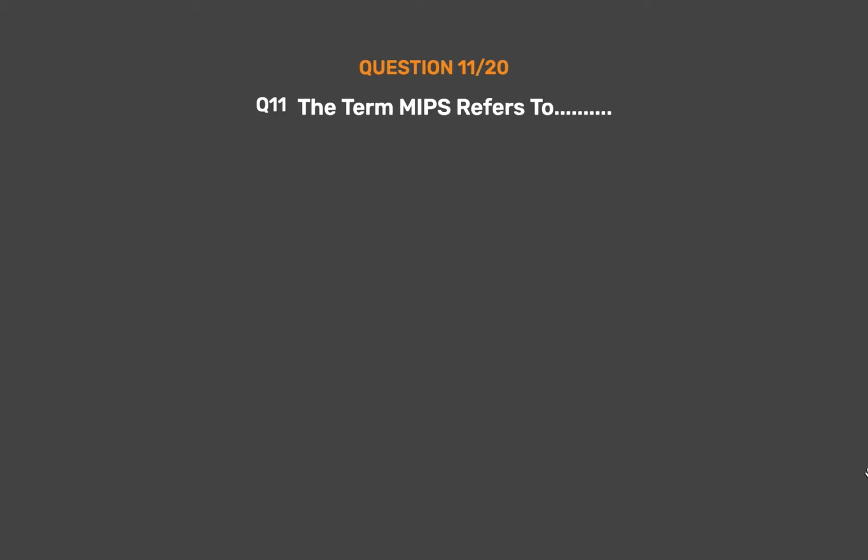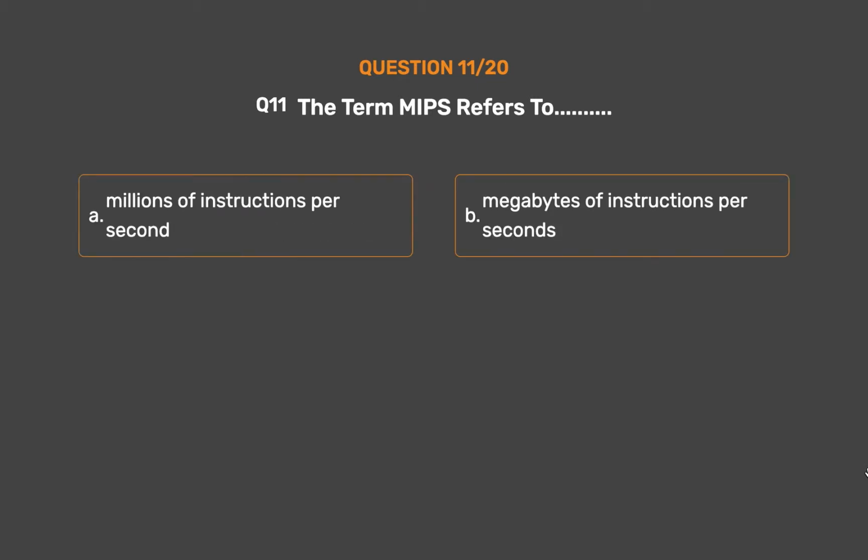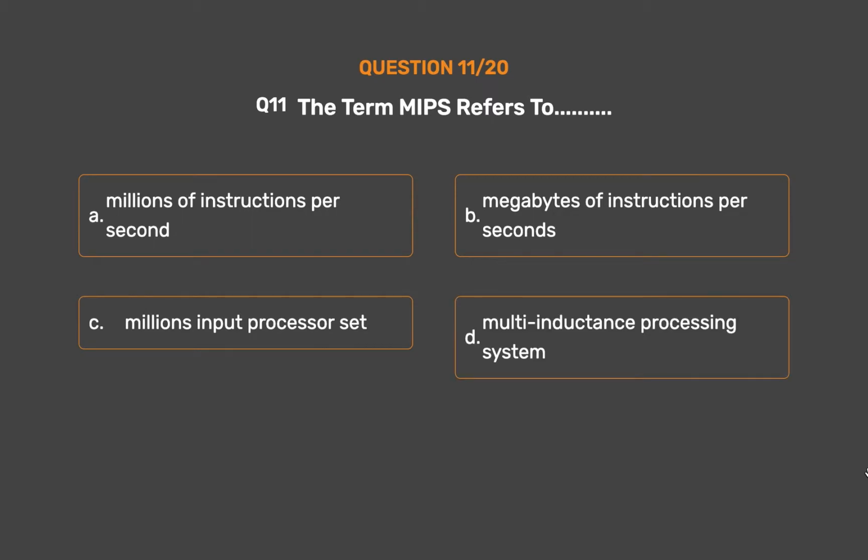Question number 11. The term MIPS refers to option A. Millions of instructions per second. Option B. Megabytes of instructions per second. Option C. Millions input processor set. Option D. Multi-inductance processing system.